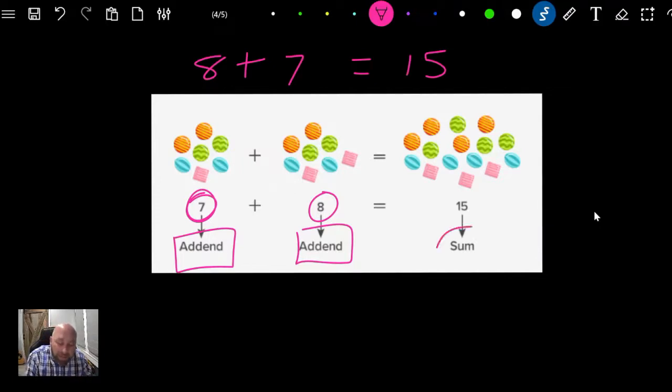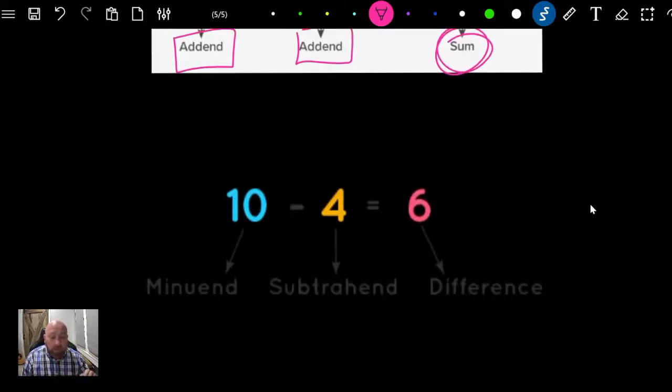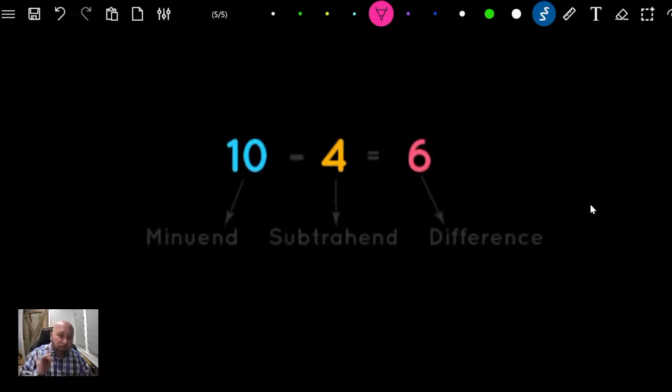And then the answer to an addition problem is always called the sum. S-U-M. Sum. Not S-O-O-M like some candy. Sum, S-U-M. The sum of the two things. All right, now subtraction.